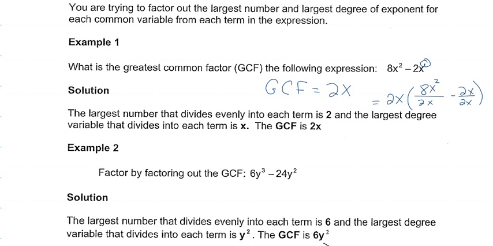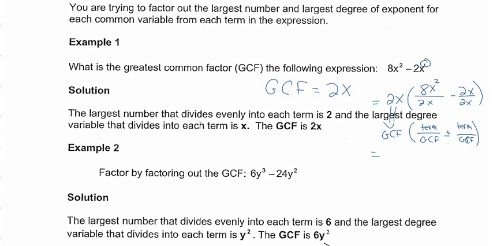Okay? So you write the greatest common factor outside. And then you open bracket, term, and you divide it by the GCF, plus or minus whatever you have here. And then you do the term and divide it by the greatest common factor. Okay? Now, let's simplify. The greatest common factor stays outside.